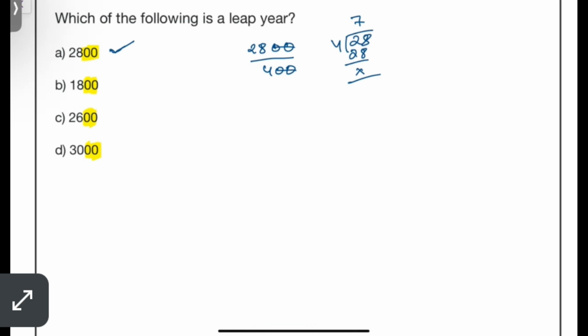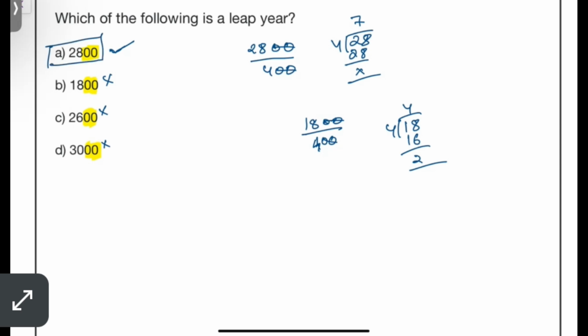Let's check for 1800. 1800, if I divide it by 400, 00 cancel, and what do we have? 18 divided by 4. 4 4s are 16. That means the remainder we have is 2. So if you look here, this one is also not a leap year. Again, this will also not be a leap year, and this is not a leap year. So the only leap year here is this one.